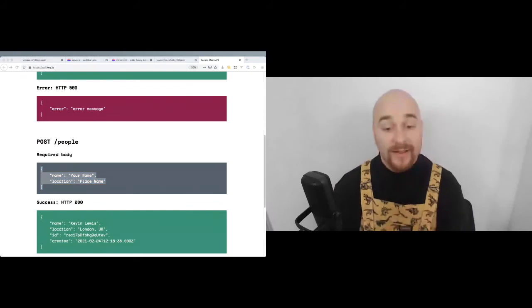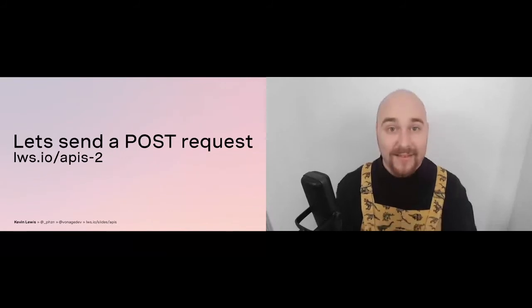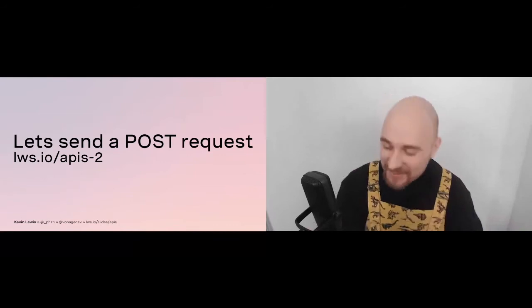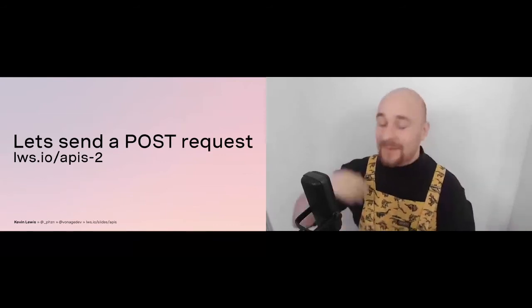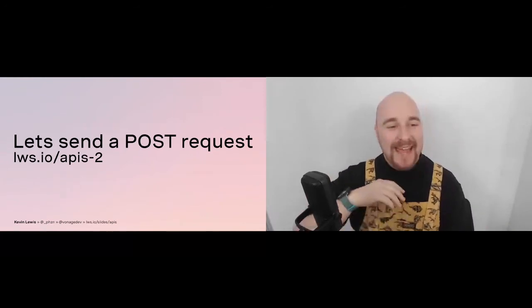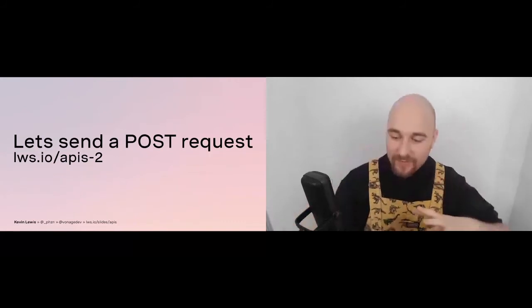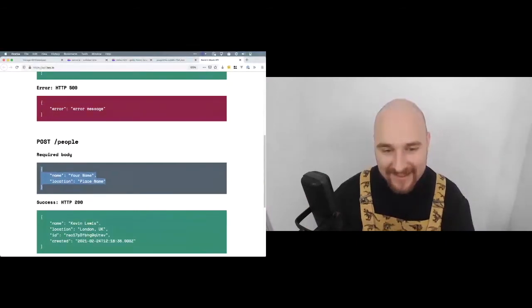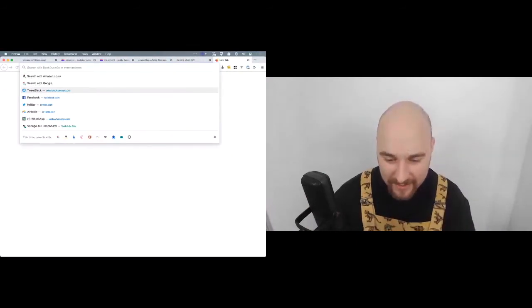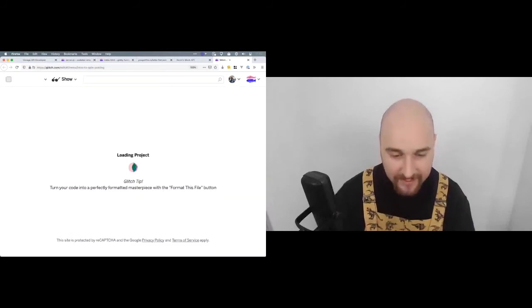So now we're going to learn how to do that. And we're going to do that by going ahead to the next sample code base that may or may not have typos in it. So if we go to lws.io/apis-2, it will do exactly the same thing. It will take this sample code that I've written and copy it for you so you can go ahead and edit this. So let's go ahead and do that together. lws.io/apis-2.